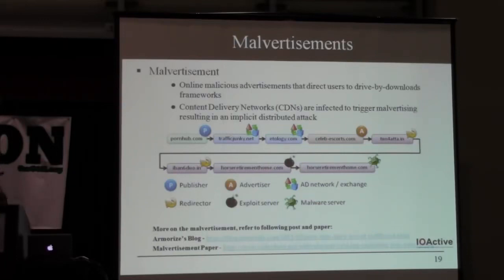This is something I worked on previously for a company called Armorize, which was pretty good at web malware analysis. In this particular case, it was a pornographic website being used, and they did an analysis of it and found that it was actually hosting a malicious advertisement. And that goes from this to Traffic Junkie to Etology, Salabas codes, and so on, and that's how you serve the exploit. So the idea is simply to hop from one node to another.